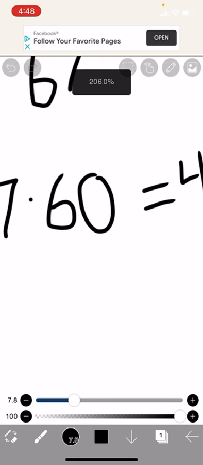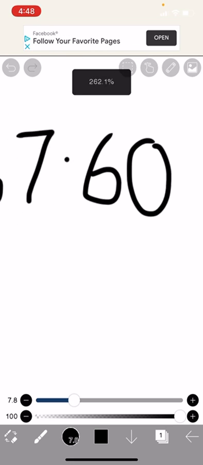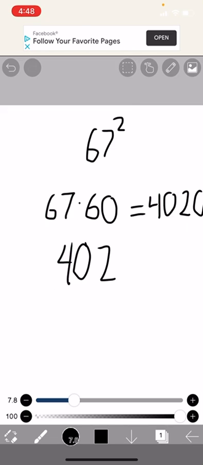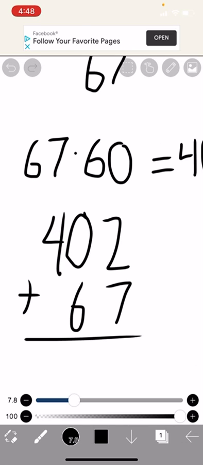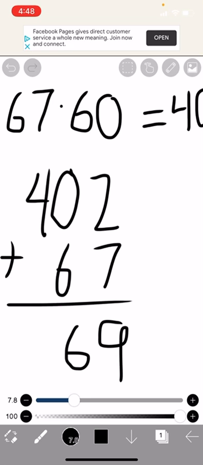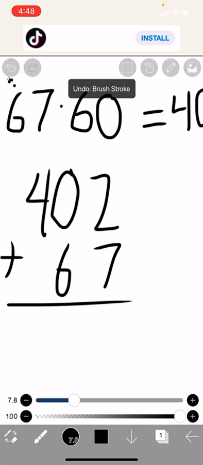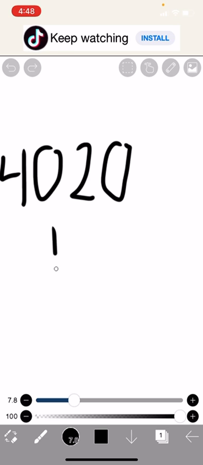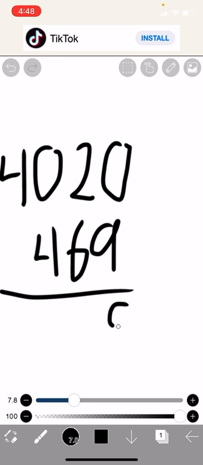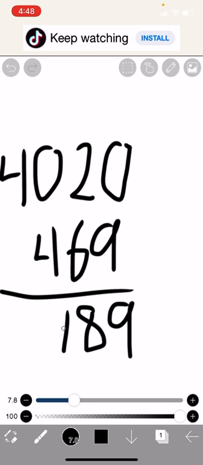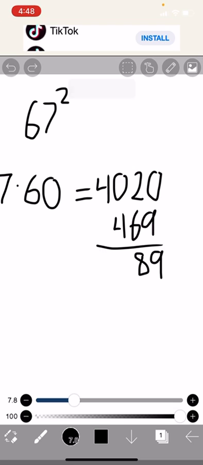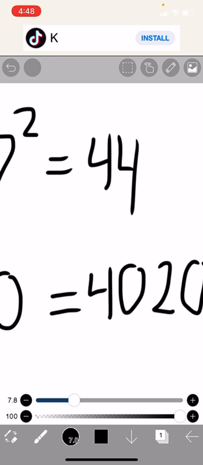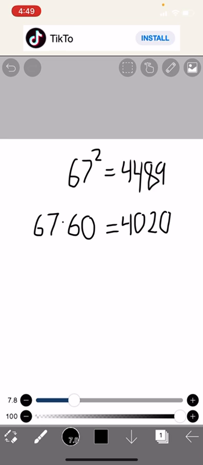Now we're missing 7. We're missing 7 from it to be squared. So we will add 7 more 67s. So we get 402, which is times 6, plus 67. And then this will be 9, this is 6, and this is 4. So then we get 469. So now we add 469. So 0 plus 9 is 9. 2 plus 6 is 8. 0 plus 4 is 4. And bring down the 4, you get 4,489. So that means this is 4,489. Bro, freaking piece of cake, my guy.